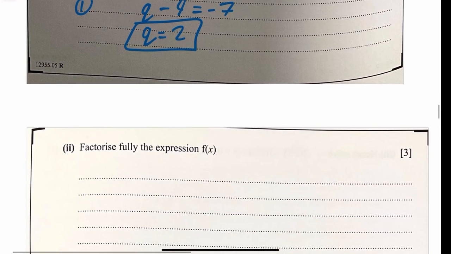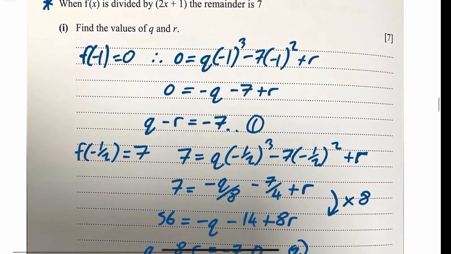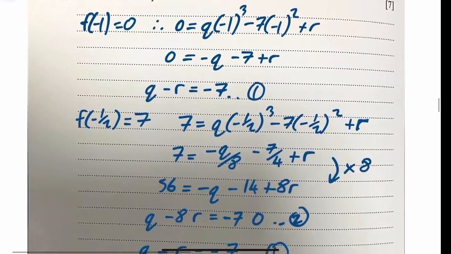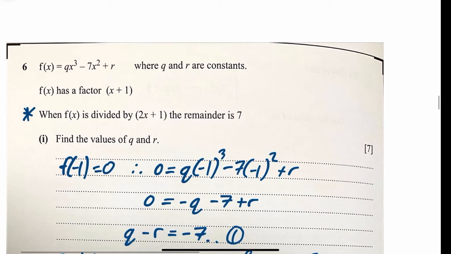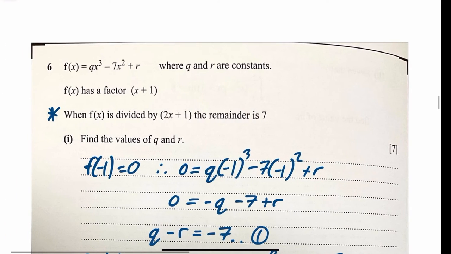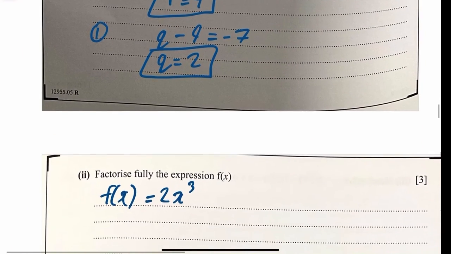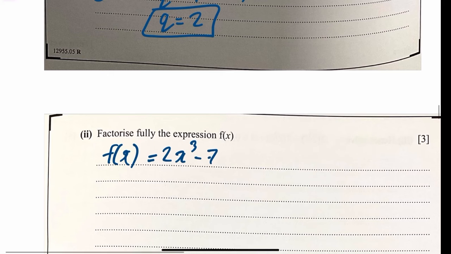Next thing says, factorize fully the expression f of x. First thing I'm going to write down, what is my f of x now? I've now got my value of q and r. So f of x is going to be equal to q x cubed, so that's going to be 2x cubed, minus 7x squared plus my r, and my r was 9, so plus 9. Right, factorize fully the expression.